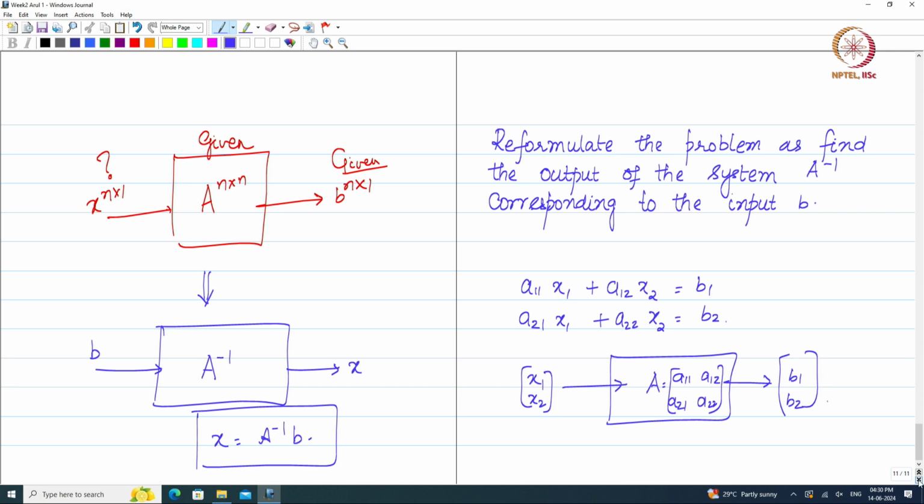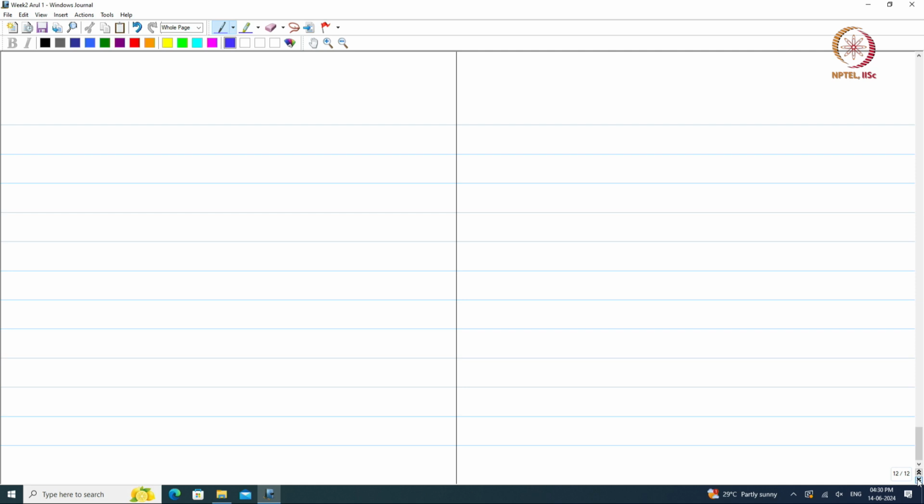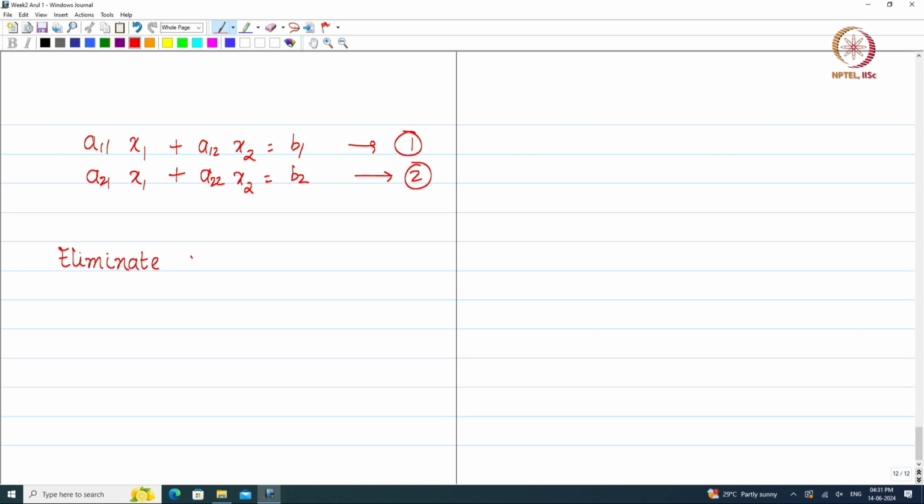Now, we know how to solve this system of equations. It is pretty easy to solve. So, I will follow the high school technique of eliminating one of these variables. You have a11 x1 plus a12 x2 is equal to b1, and a21 x1 plus a22 x2 is equal to b2. This is what we had. Let me call this equation 2 and this equation 1. Now, I am going to eliminate, let us say, x1 from equation 2. How do I eliminate x1?